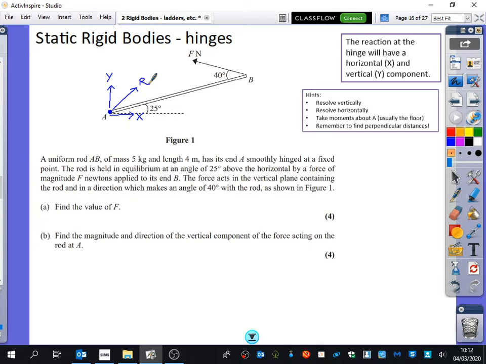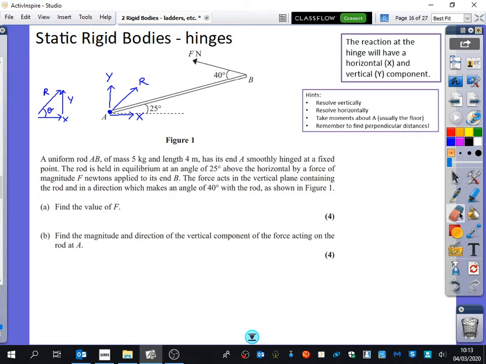And the normal reaction at the hinge, how do you think you can find out what R is if you know what X and Y are? Pythagoras, good. You can think about X going along, Y going up, and then there is the normal reaction. You can do Pythagoras to find out what R is, and if you wanted to find out the direction of that normal reaction, you could do SOHCAHTOA, okay?